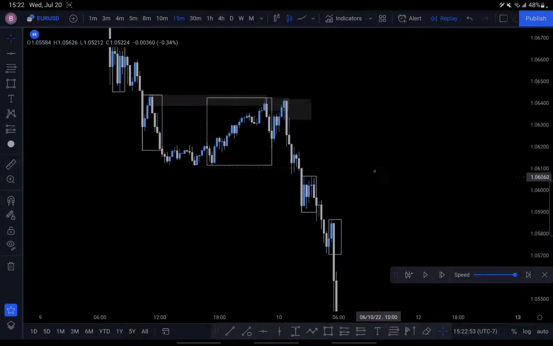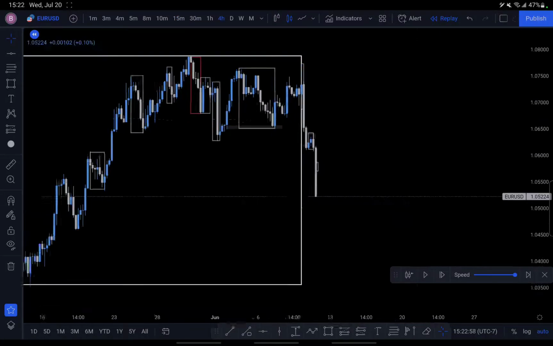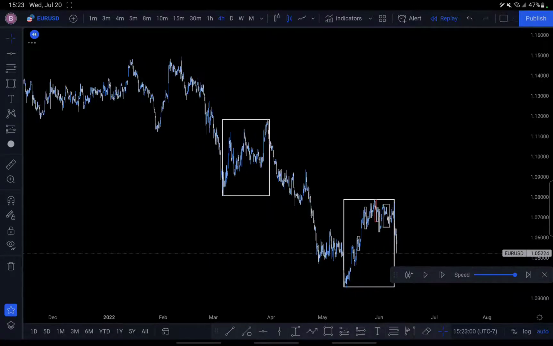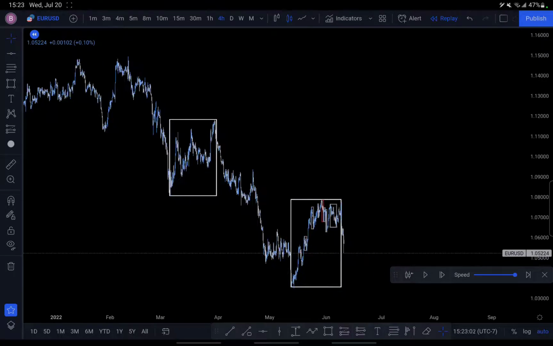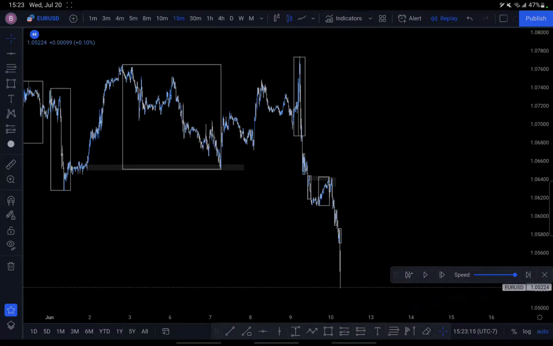Okay, let me go back to my 4 hour just to see overall where I'm at. Okay, it looks like we had our big impulsive move. We're working our way back down, so we could possibly go back up to push price even lower. So let's go back to our 15-minute here.